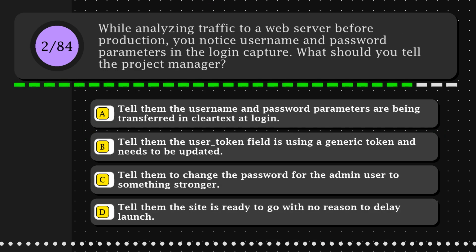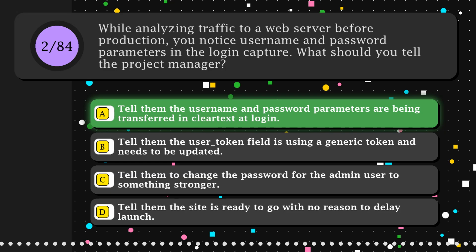Question 2. While analyzing traffic to a web server before production, you notice username and password parameters in the login capture. What should you tell the project manager? Option A. Tell them the username and password parameters are being transferred in clear text at login. Option B. Tell them the user_token field is using a generic token and needs to be updated. Option C. Tell them to change the password for the admin user to something stronger. Option D. Tell them the site is ready to go with no reason to delay launch.